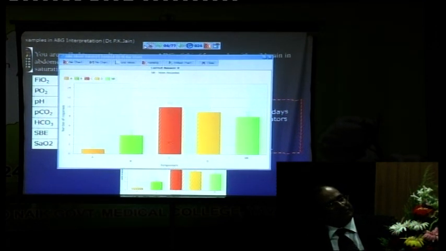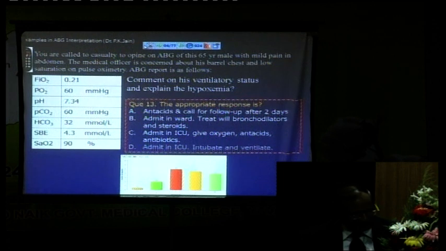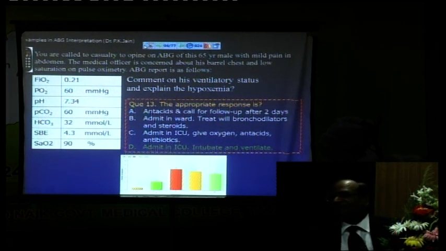Votes divided between C and D. Admit in ICU, give oxygen, antacid and antibiotic. Admit in the ICU, intubate and ventilate. Either you are very good with blood gases or you just know now what to answer. It's admit to the ICU, intubate and ventilate. Why am I saying that? Patient has come on outpatient basis, casualty, why are you admitting, intubating, ventilating?